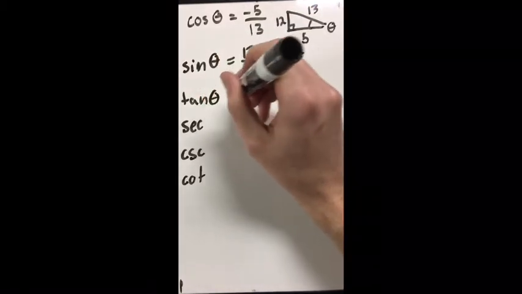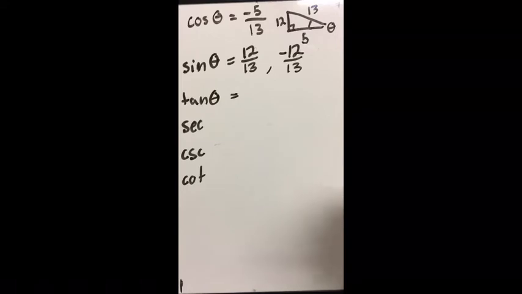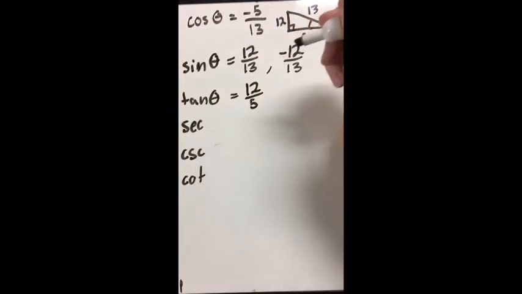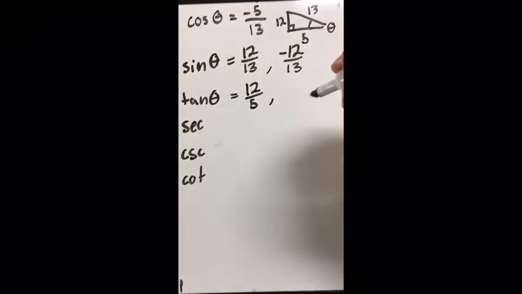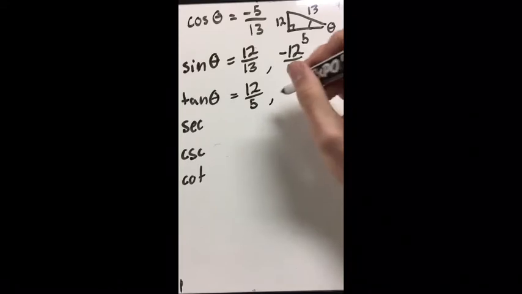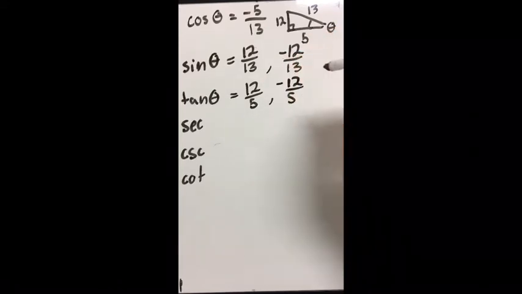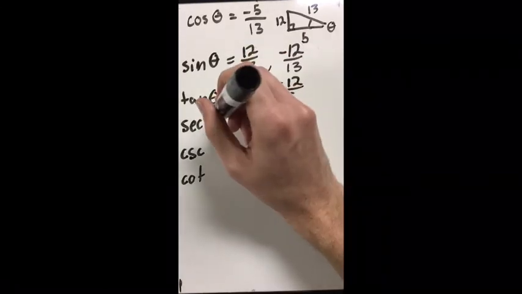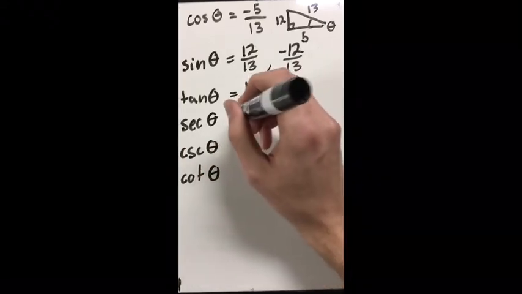Next is tan theta. Tan of theta is equal to the opposite side over the adjacent side. So, 12 over 5. And for the same reason as sine, it could be positive in quadrant 3 or negative in quadrant 2. So it can also be negative 12 over 5. And now we get down to our reciprocal ratios: secant of theta, cosecant of theta, and cotangent of theta.